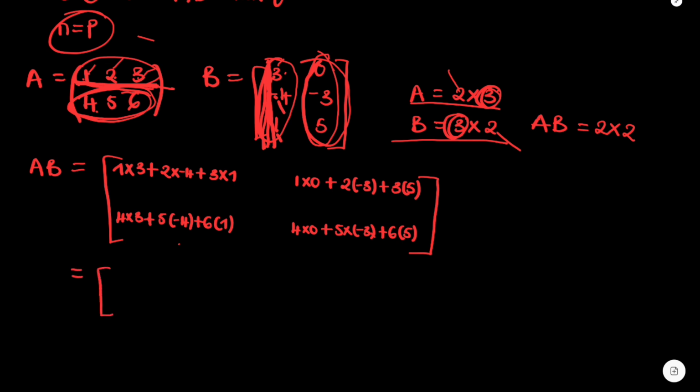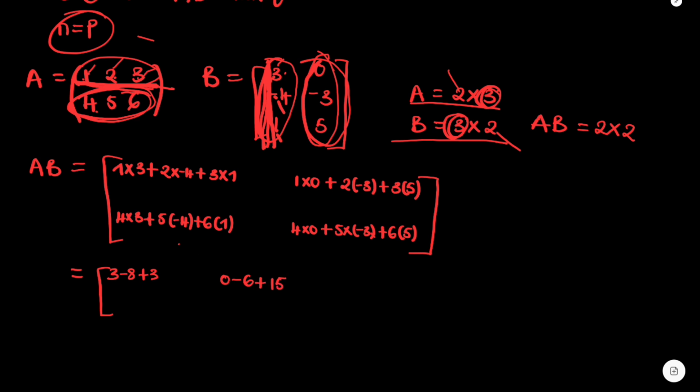So we have 1 times 3, which is 3, plus 2 times -4, that is -8. So we just write -8, plus 3 times 1, which is 3. Now let's go to this case. 1 times 0 is 0, plus 2 times -3, that is -6. So we just write -6, plus 3 times 5, which is 15.